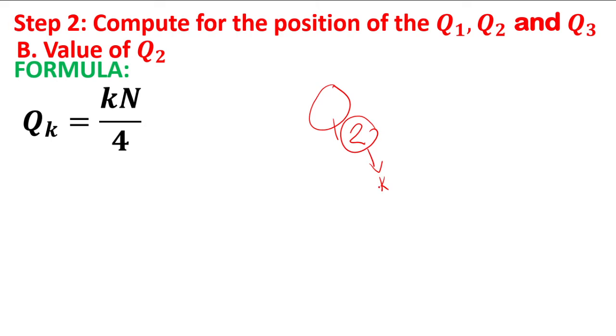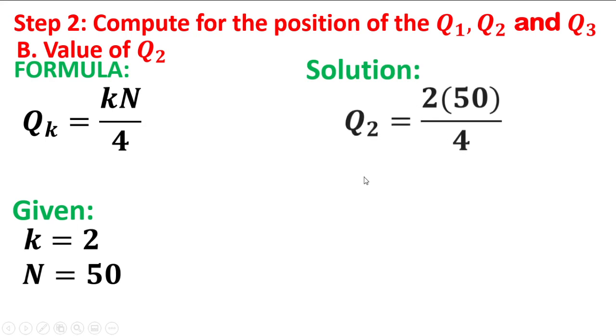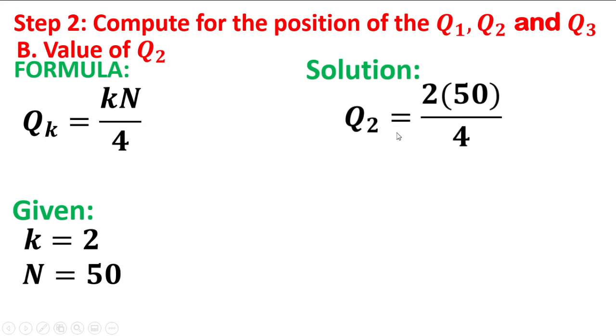Okay? So, K is 2, N is 50. Saan ulit nakuha yung 50? Dun sa total number ng frequency natin. Ilan bang pinag-uusapan nating scores? 50. Okay? Now, next, substitute, we have the second quartile is equal to 2 times 50 over 4.